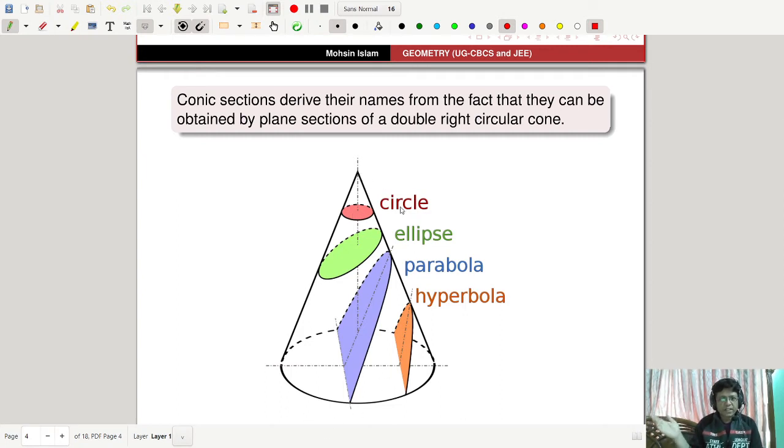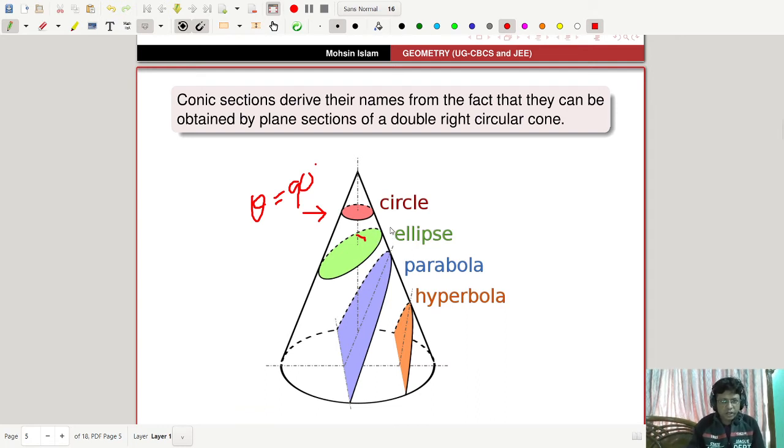So if you take a plane section of the right circular cone in different positions, it will give you different types of curve. If you take a section perpendicular to the axis of the cone, this is the axis of the cone, that is theta equal to 90 degrees between the axis and the plane, and that will give you a circle. If you take a different angle, suppose theta is some different measure, then it will give you an ellipse.